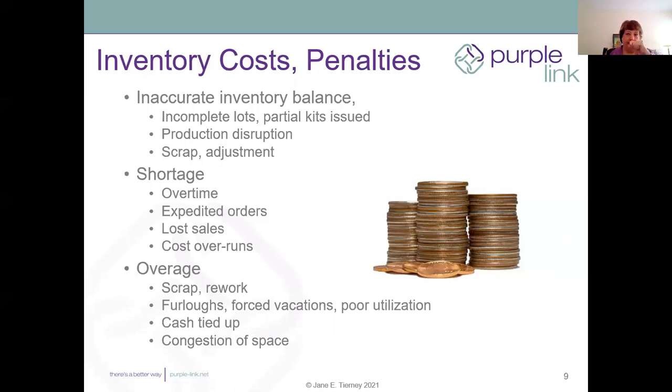There are different costs and penalties associated with inventory. If you don't have accurate balances, you can have a real problem. You can have incomplete lots. So you think you're going to make 100, but you ran out of parts, so you can only make 98. You might have your factory shut down because your production is going to get disrupted. You ran out of parts, you can't issue those. And if you have too much scrap, you're adjusting that all the time. So if you're trying to make 100, you might have to buy 110 because you're losing 10 out of every 100 that you buy to scrap for some reason. So you want to look at that.